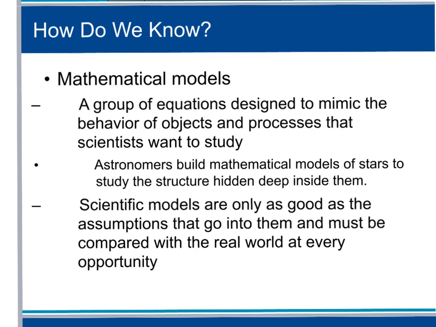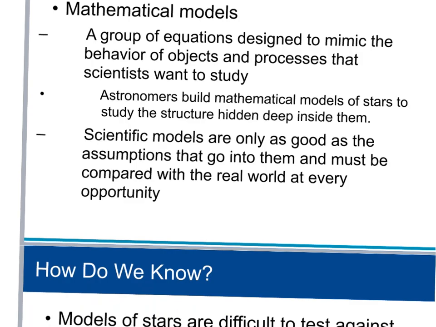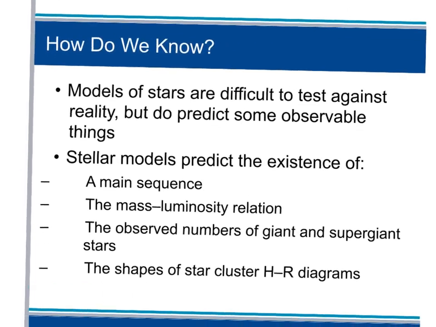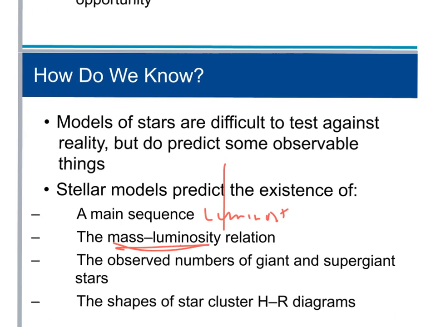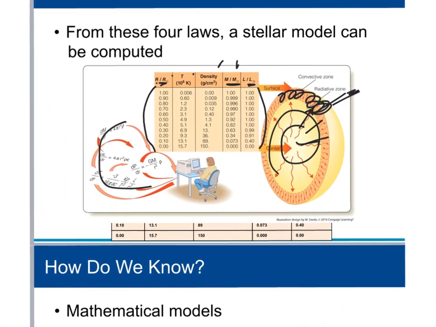So the scientific models are only as good as the assumptions that go into them, and that's true in general of any scientific experiment. The models are difficult, again, to test against reality, but they do give us a lot of observable things like the main sequence. This is our luminosity. And then the mass of the star in relation to the luminosity. We get a good feel there, and that's what we saw over here, by these numbers here.